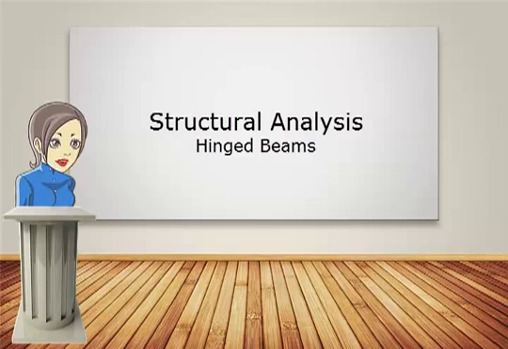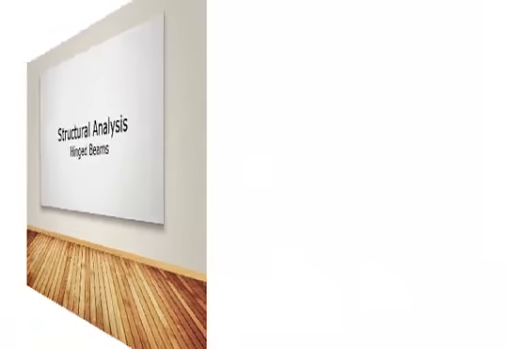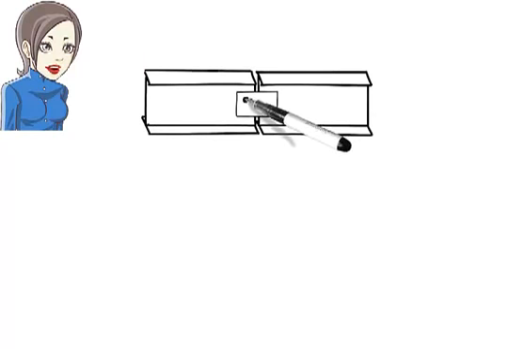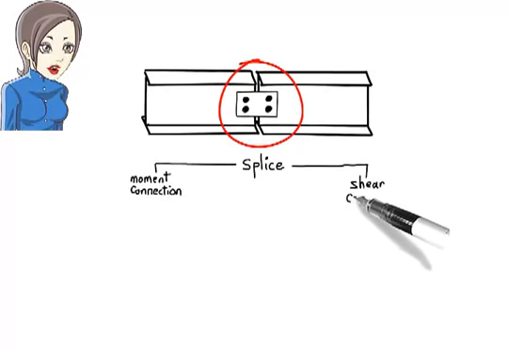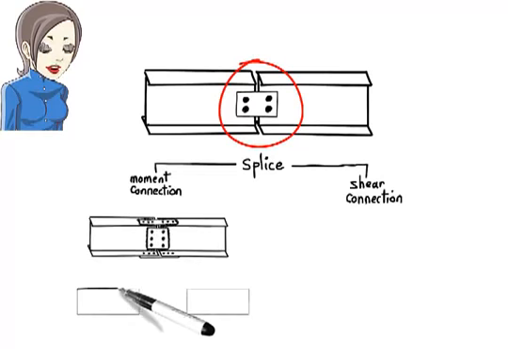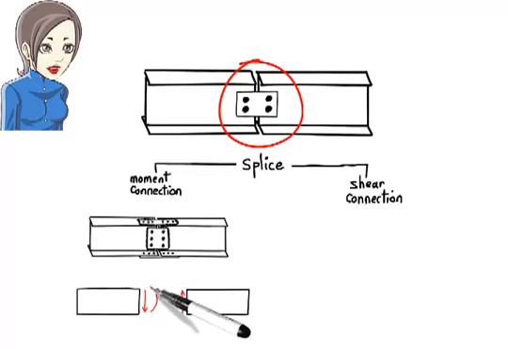Analysis of beams with one or more internal hinges. When designing structures, it is often necessary to join structural members along their lengths. It is generally useful to classify such a connection, also called a splice, as either a moment connection or a shear connection. A moment splice rigidly connects the two beam segments such that an internal bending moment as well as a shear force can develop at the joint.